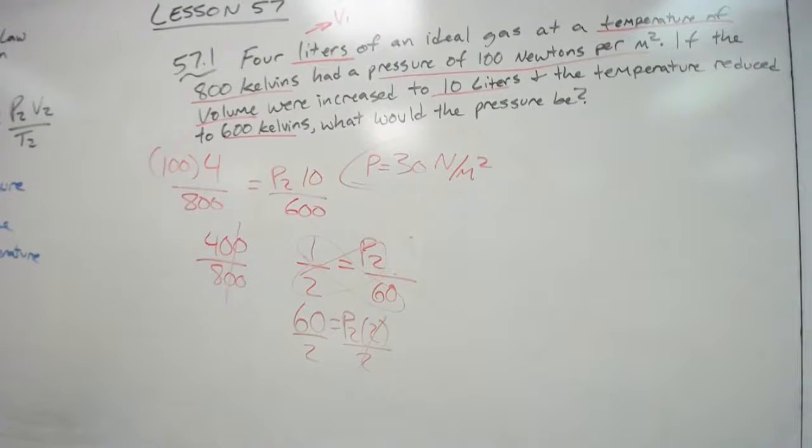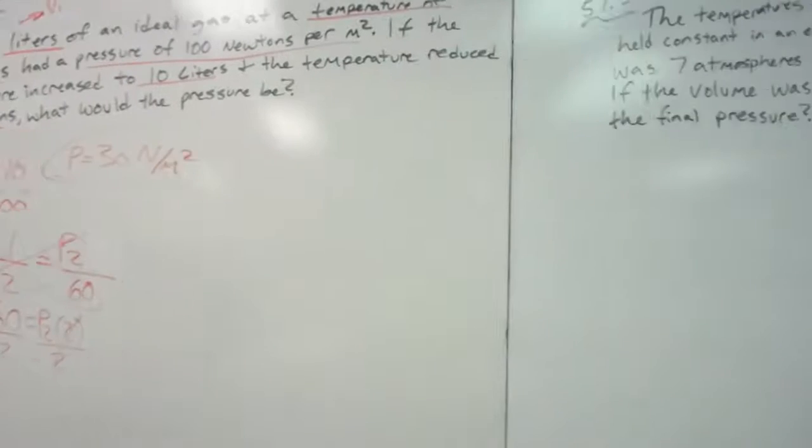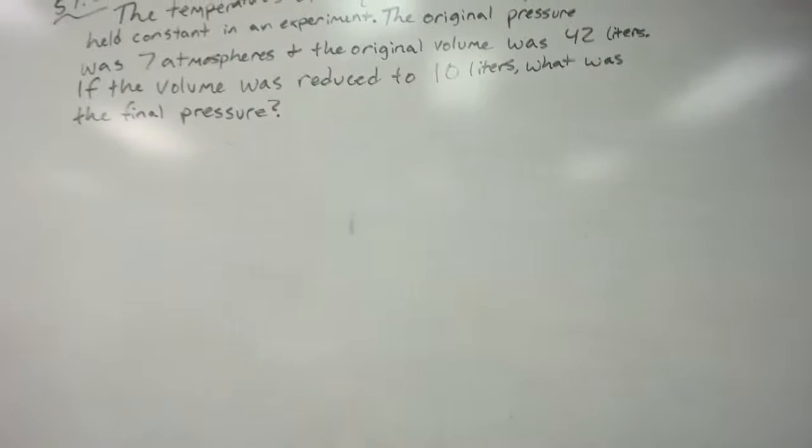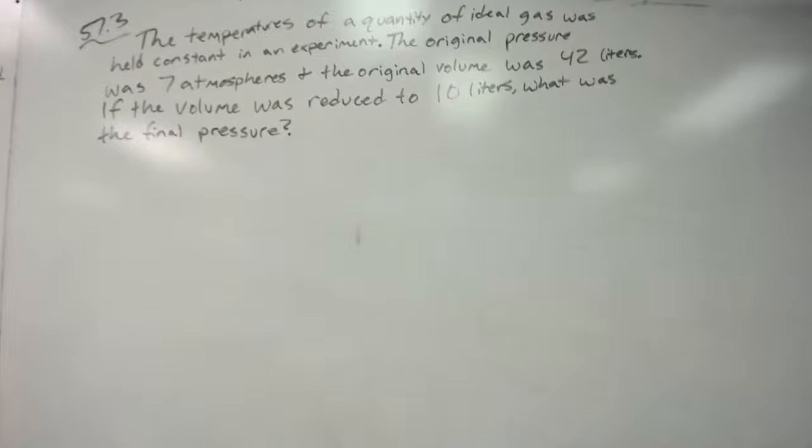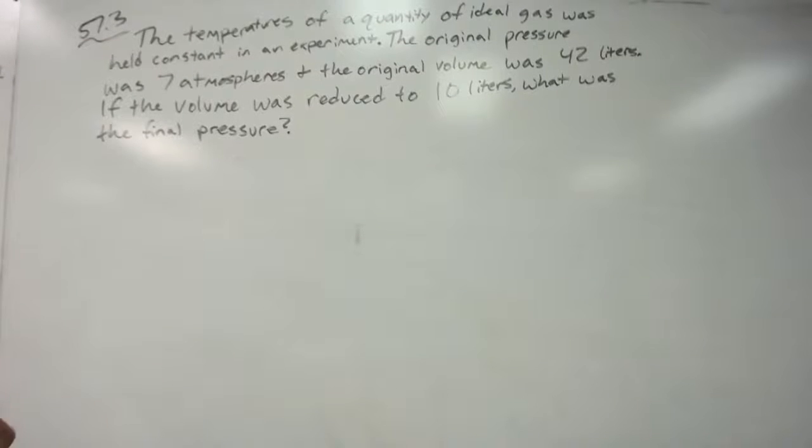Let's look at one more example. It throws in a little bit different lingo here. It says the temperature of a quantity of an ideal gas was held constant. Okay, so that's new. We'll get to that in a second. The original pressure was 7 atmospheres. Original volume was 42 liters. If volume was reduced to 10, what was the final pressure? Okay, let's look at this one.